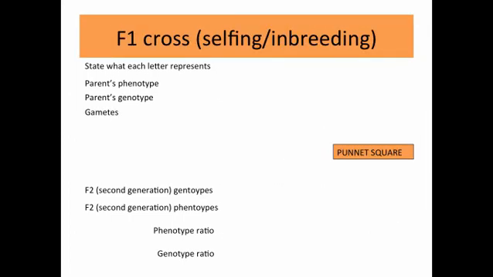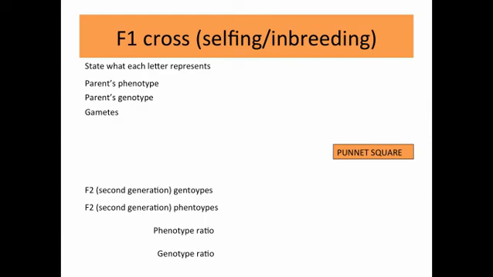So now, we can do what's called an F1 cross. Now, in humans, this is something that wouldn't necessarily happen, but it can be used a lot to talk about plants. This F1 cross is what happens when you cross together two organisms of the first generation, the F1 generation. This is called selfing or inbreeding.